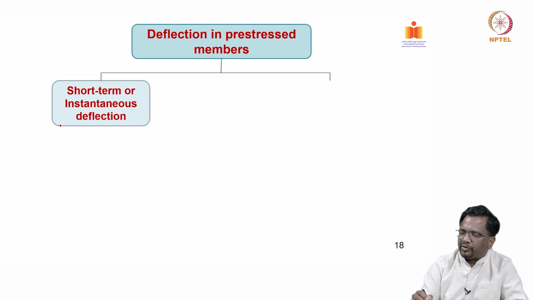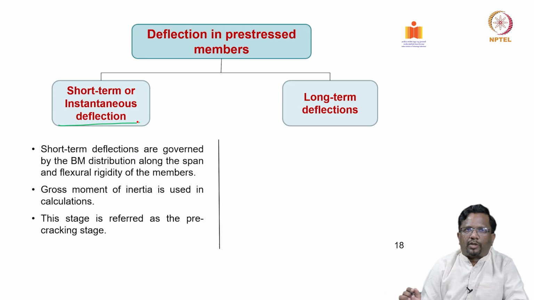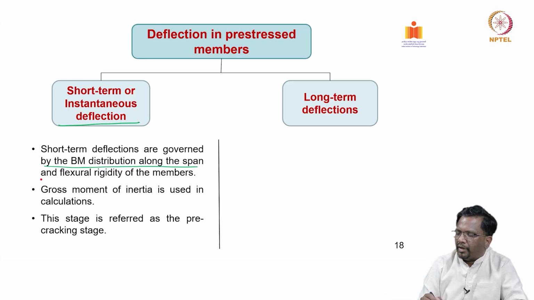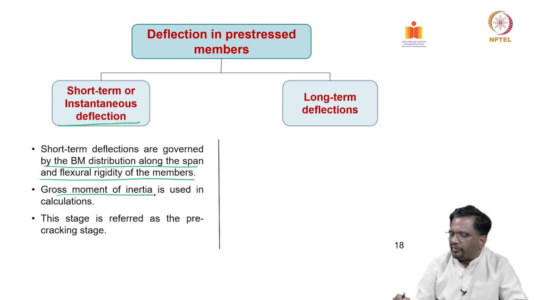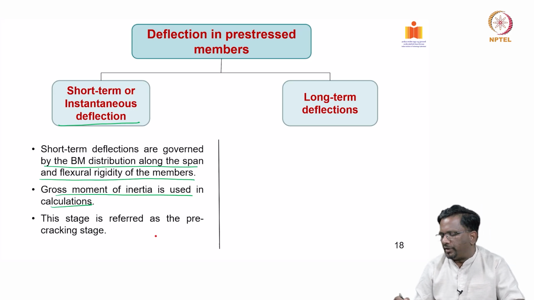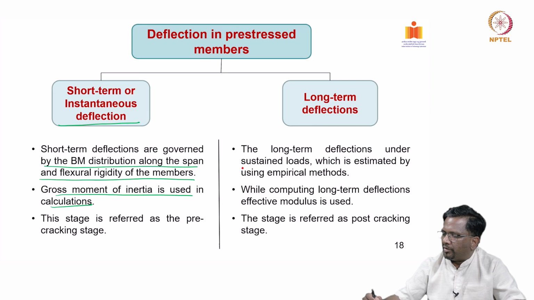Now, let us see what are those things. So, we have short-term or instantaneous deflections. Deflections can be categorized into two things, long-term deflections and short-term deflections. Short-term deflections are usually governed by the bending moment distribution along the span and the flexural rigidity of the members. And typically, the gross moment of inertia is used in the calculations. And this stage is called the pre-cracking stage. Okay, typically it is called the pre-cracking stage. The moment you have cracking, creep, shrinkage, all these things come, the long-term deflections are governed by the sustained load.